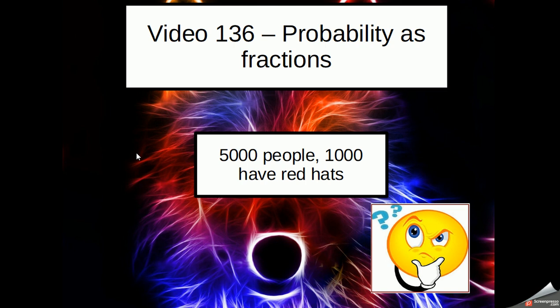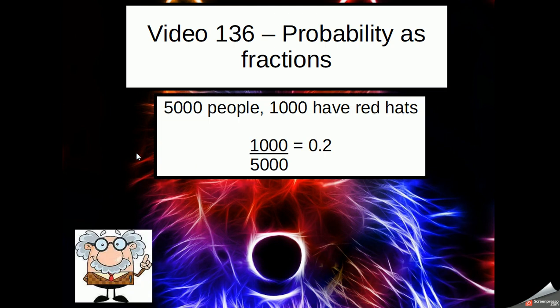So in this question here, 5,000 people and 1,000 have red hats. So what probability is there of choosing a person with a red hat? Well, all we're going to do is create the fraction from it. So we put the 1,000 over the 5,000, because the 1,000 are those that have the characteristic of having a red hat, and there are 5,000 of them altogether.